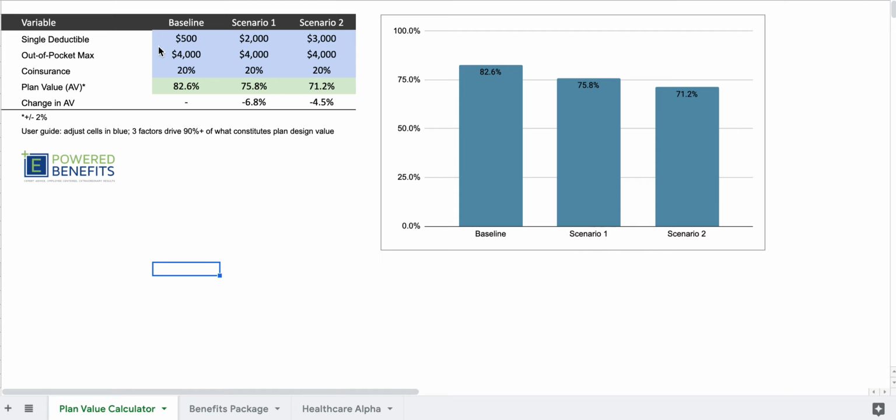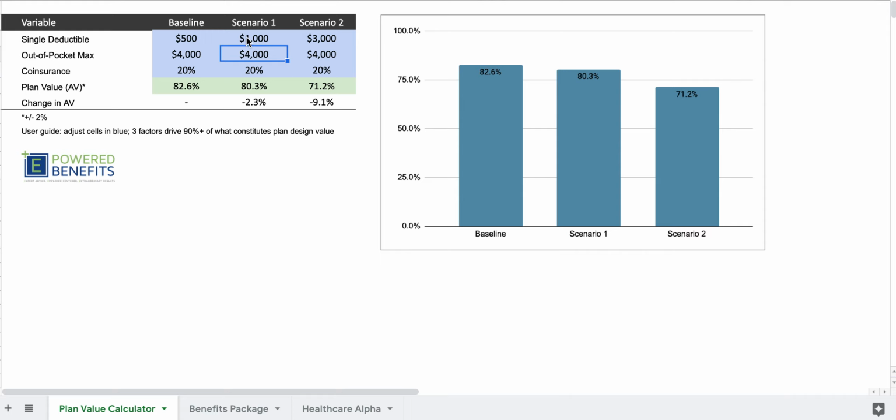So I did some research and some analysis and found that three variables basically constitute 90% of what drives a plan's actuarial value. So an imperfect but directionally correct way of looking at how rich a plan is. So if you change a single deductible from 500 to 2,000, it changes the actuarial value by 6.8%. And if you do this over here, if you change this to say 1,000, you'll see these numbers will update. That's just a way of kind of creating a visual.